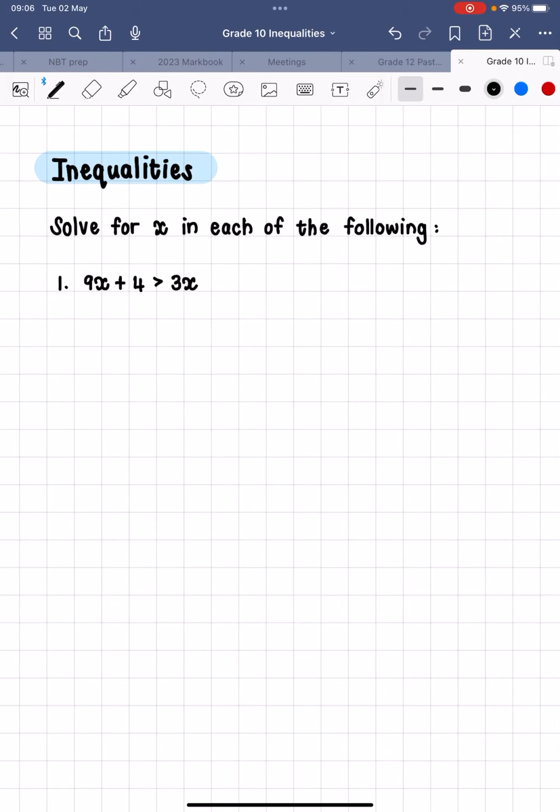Alright, solve for x in each of the following. So guys, I've just written that inequality there. Do we notice that it looks like an equation, right? 9x plus 4, and then we have a 3x on the other side.